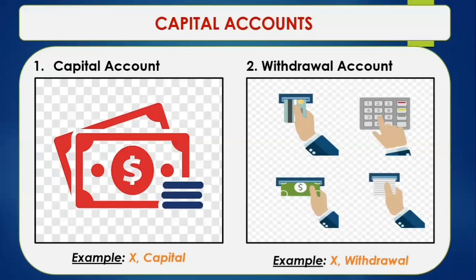Next is withdrawal account. This is the temporary withdrawal account of the owner. Example, X withdrawal. So similar to capital account, whenever the name of the owner is given in an academic problem, we should use the name of the owner instead of the letter X. So supposing the owner made a withdrawal, and the name of the owner is John Smith, we write John Smith withdrawal.